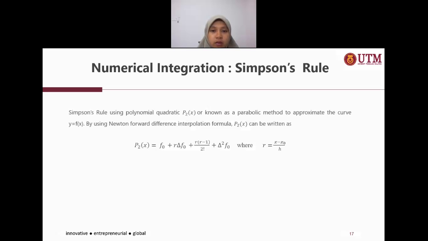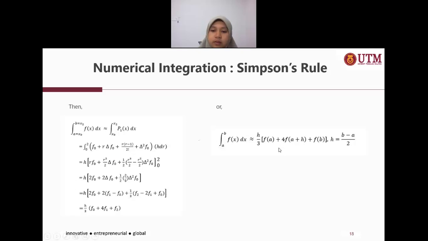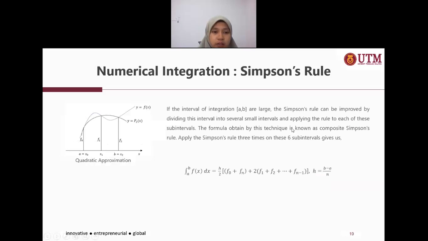The second method is Simpson's rule. Simpson's rule uses a polynomial, quadratic, or cubic function to approximate the given function. Here is the general polynomial equation: p2(x) equal to f0 plus r delta f0 plus r(r minus 1) over 2 factorial delta squared f0, where r equal to (x minus x0) over h. And when we derive the formula, we will get Simpson's rule.